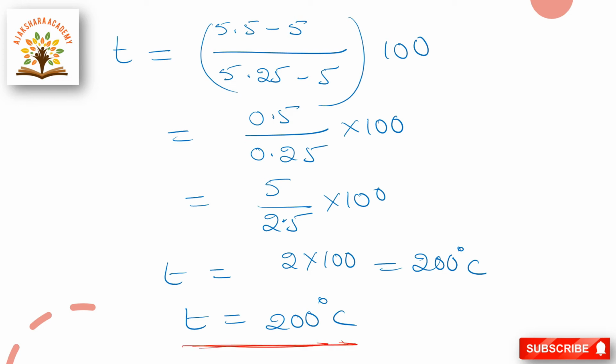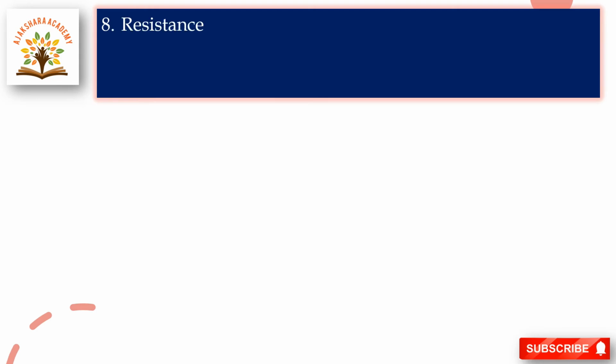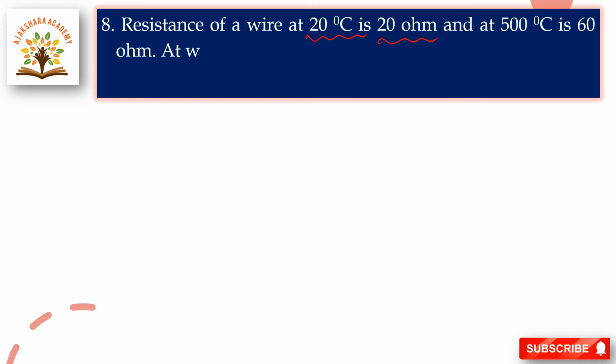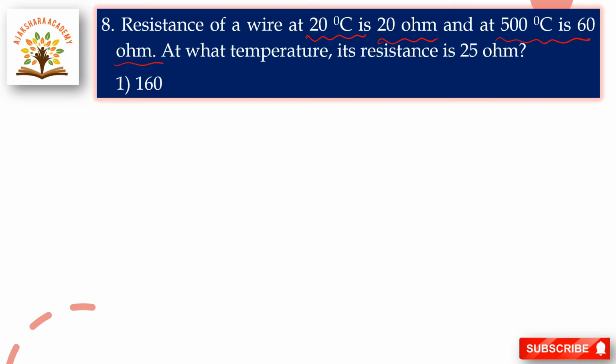Okay. Next we will go to the next question. Resistance of a wire at 20 degree centigrade is 20 ohms and at 500 degree centigrade is 60 ohms. At what temperature is its resistance 25 ohms. Now we have to calculate the new temperature. Now let us go to the solution. At what temperature the resistance is 25 ohms, we have to calculate.